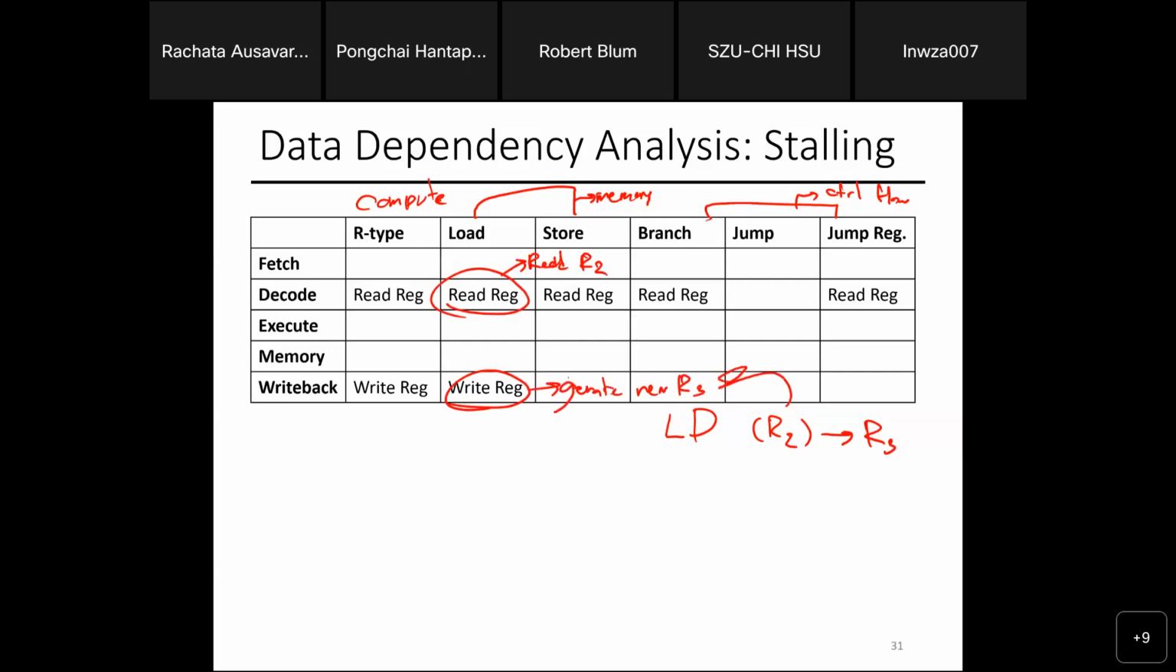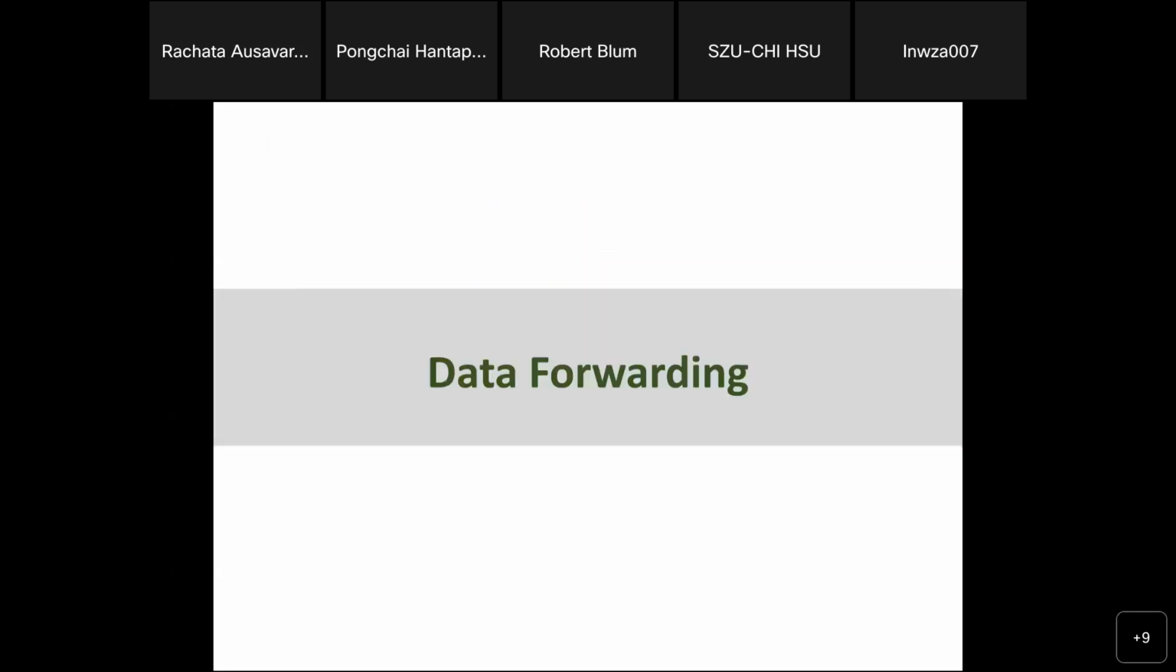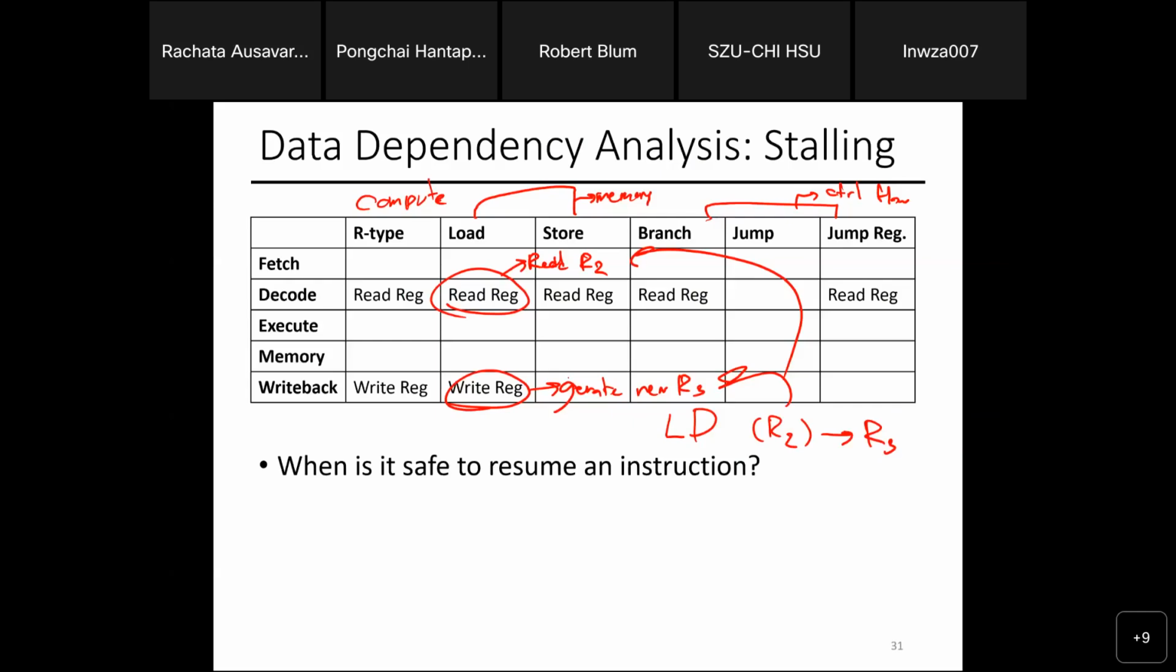From this example, the way to read this table is: read means that I might demand this register in the decode stage. Write means that I might update this register at the write back. And it's safe to resume an instruction only when the register is updated. All right. Any questions so far before we go to data forwarding? Actually, I think we might not have enough time.